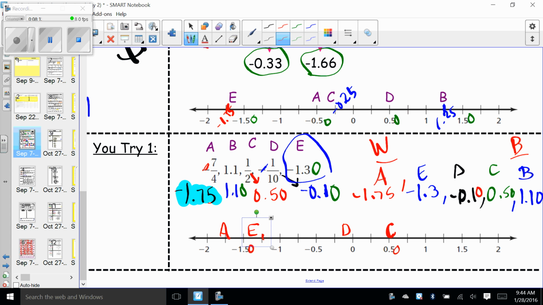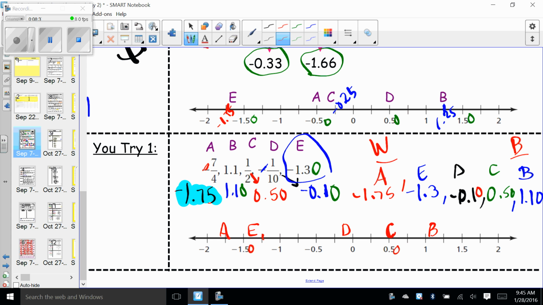Again, if I'm going too fast, go ahead and pause the video. And finally, B is $1.10, which would be right here. So we have A, E, D, C, B. That's ordering rational numbers on a number line. All right, guys. So we're going to keep moving on here.